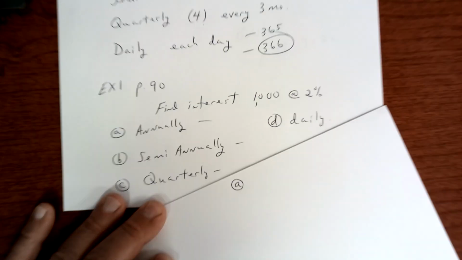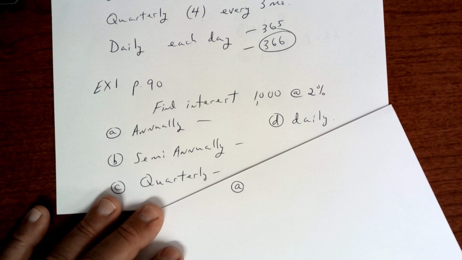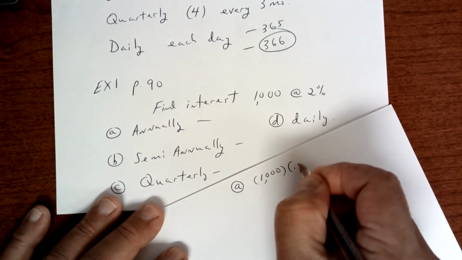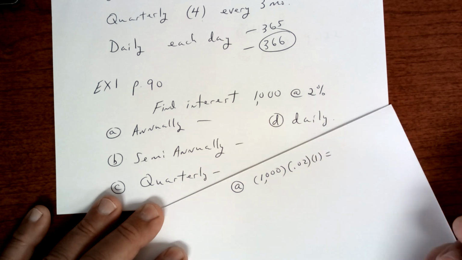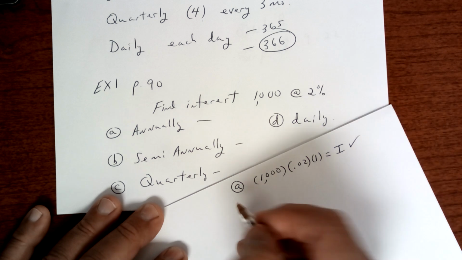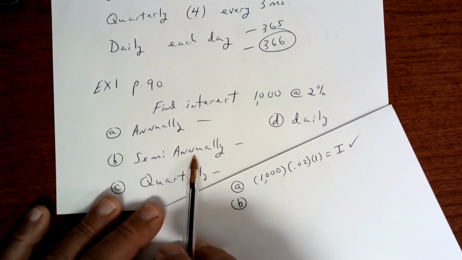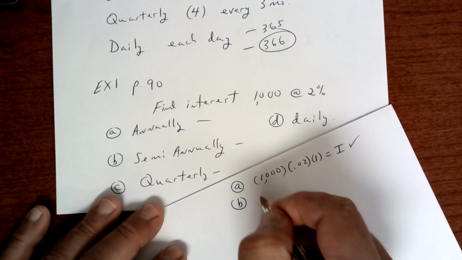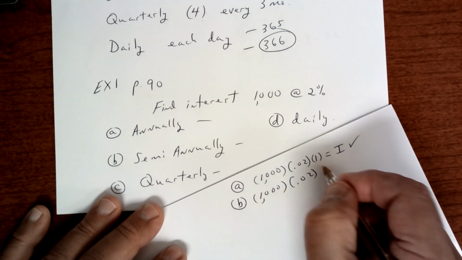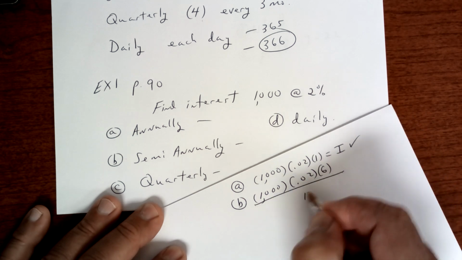Annually is once per year. So you're going to take principal times rate times time. And whatever you get is the interest. And you're done. B is twice a year. Now this one's a little different. You have to first figure it out for 6 months. Okay? So you got to take 1,000 times 0.02 times 6 and then divide by 12 because there's 12 months in a year.